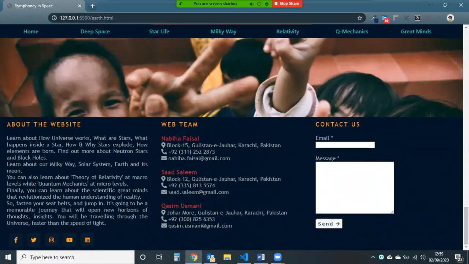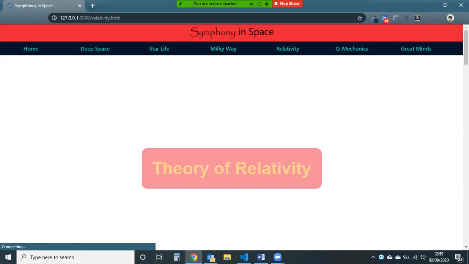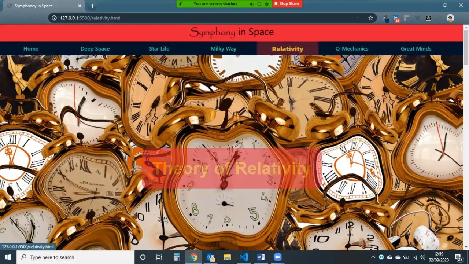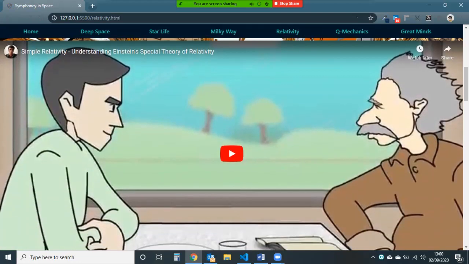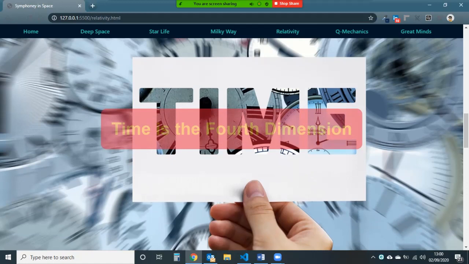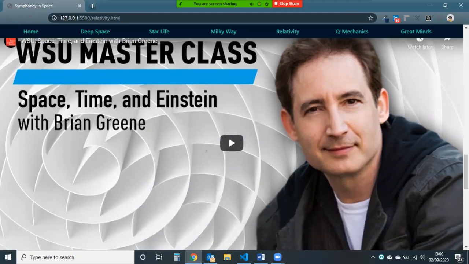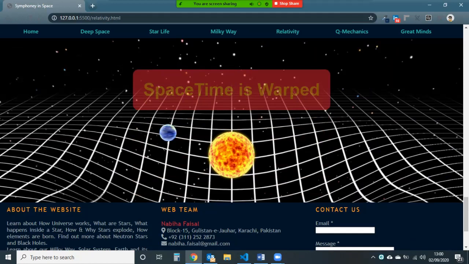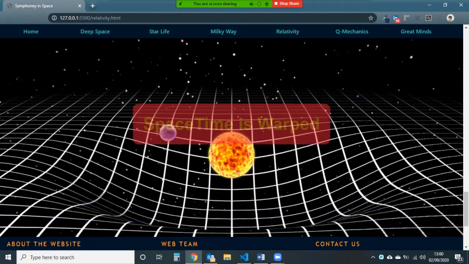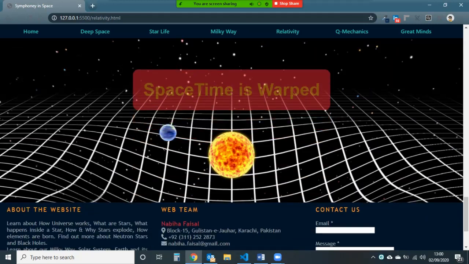So this is it. Then there is relativity also. This is very difficult, two very difficult topics, theory of relativity and quantum mechanics. We've also covered them, and we've tried to tag few videos that will help a lay mind to understand what is theory of relativity. And we've also tried to explain that time is the fourth dimension in space. Then space, time, and Einstein, further explanatory video. Space time is warped. It's a very difficult concept to understand for common mind.